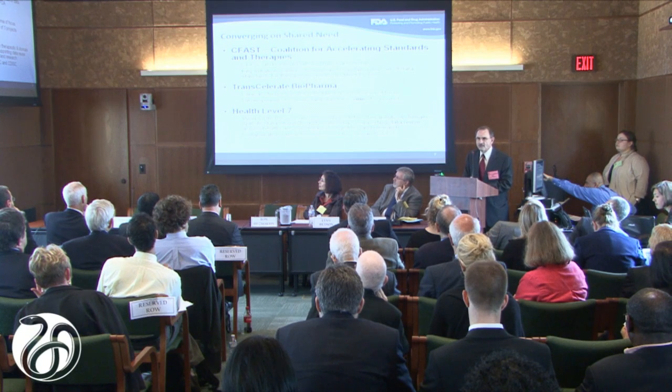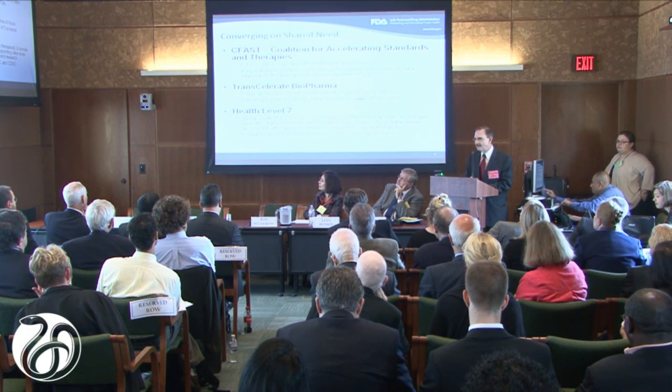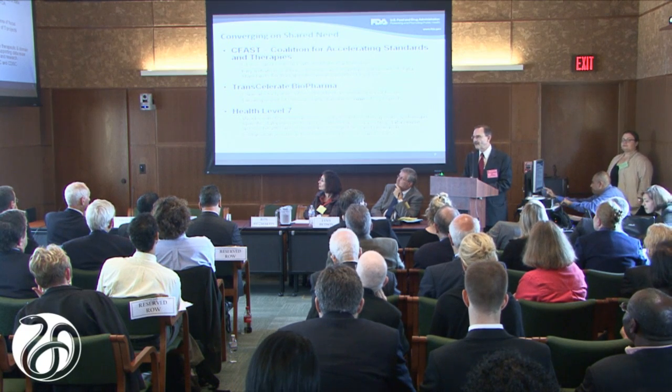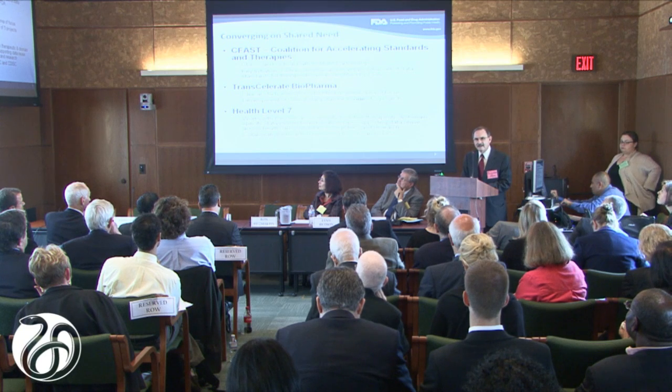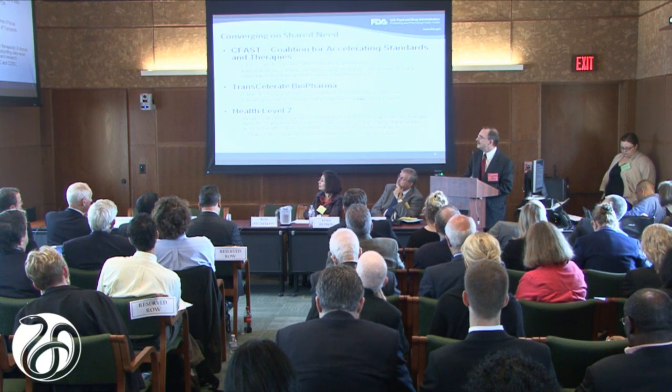So there's a number of organizations, as some of you might know, that are converging on the need to get this done. And the first one is CFAST. How many know what CFAST is? Okay, a few. All right. You all know what CDISC is, right? And CPATH, right? Of course. So CPATH and CDISC came together and have an agreement, a collaboration, and formed this entity called CFAST, Coalition for Accelerating Standards and Therapies, focused on the therapeutic area standards.